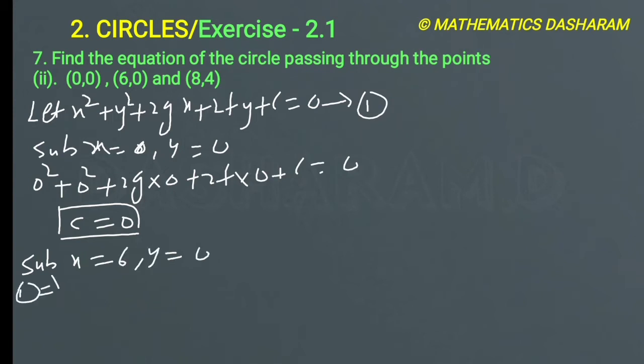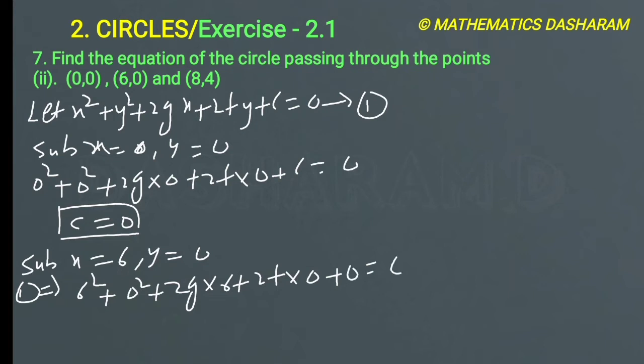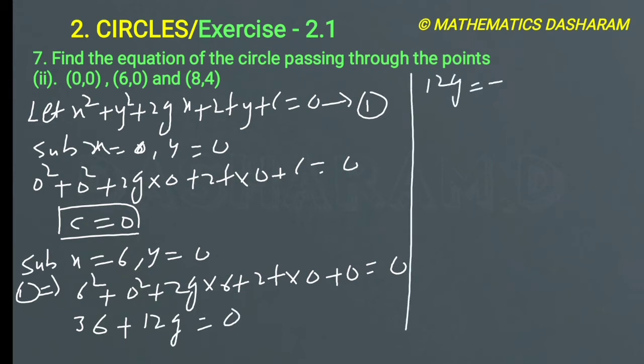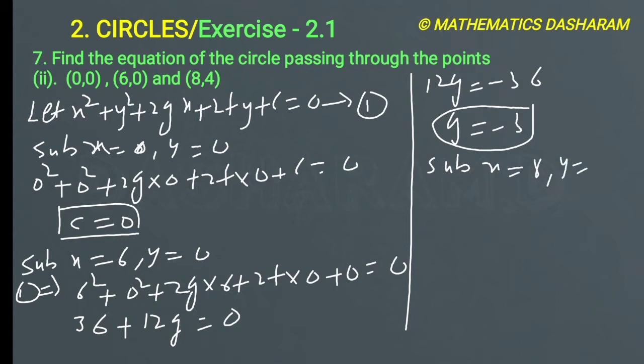Then the equation 1 will become 6 square plus 0 square plus 2g into 6 plus 2f into 0 plus c value is 0, it is equals to 0. So 36 plus 2 6s are 12g equals to 0. So then 12g equals to minus 36, then g equals to minus 3, because minus 36 by 12 is minus 3. Next to substitute third point, that is x equals to 8, y equals to 4.